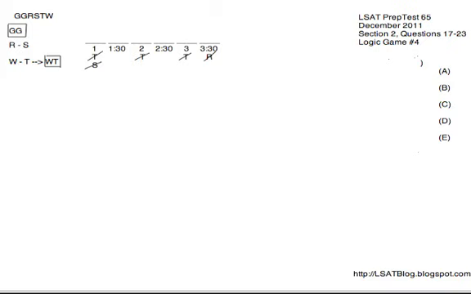Hey guys, this is Test 65 Game 4. This is the television programs game. It's an ordering game. We know this because the programs are shown one after the other, meaning that there must be an order in which they are shown.